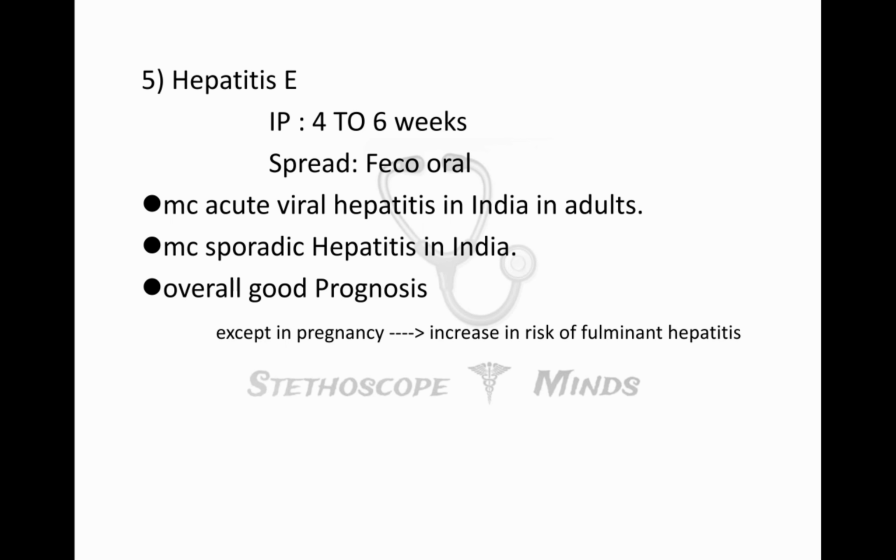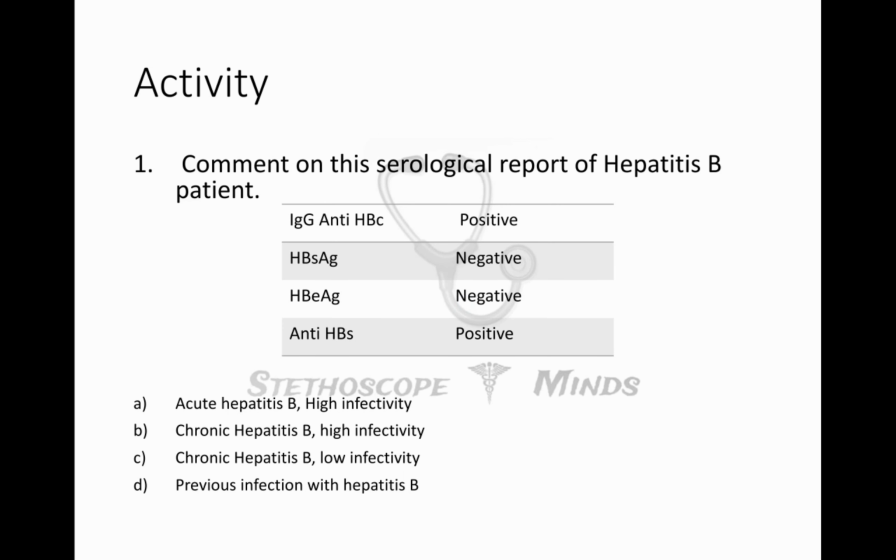Okay. That is the hepatitis part, and let's do some activities. Question number 1. Comment on this serological report of a hepatitis B patient. Let's see the table. IgG anti-HBc positive. Surface antigen negative. Envelope antigen negative. And anti-surface antigen is positive. So, what is your answer? Okay, pause for some time. Think about the answer and check the answer again.